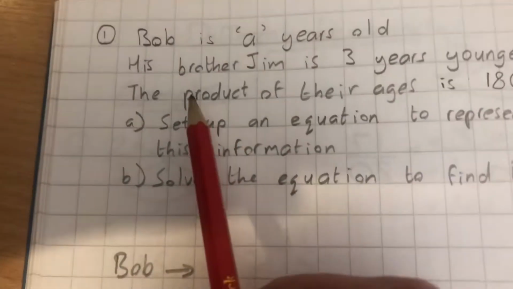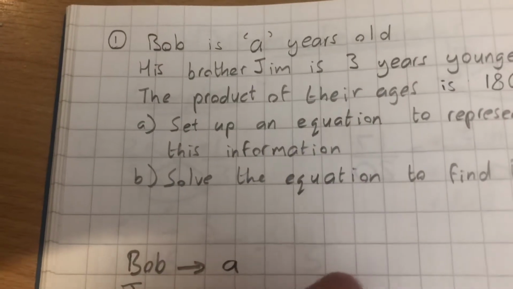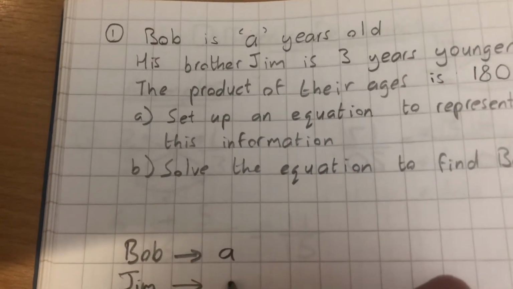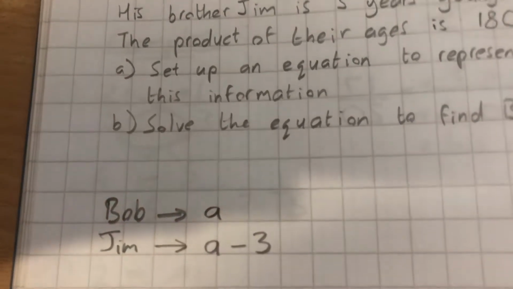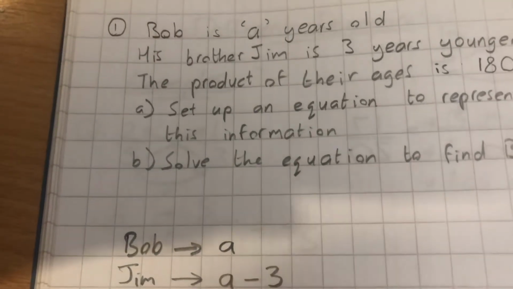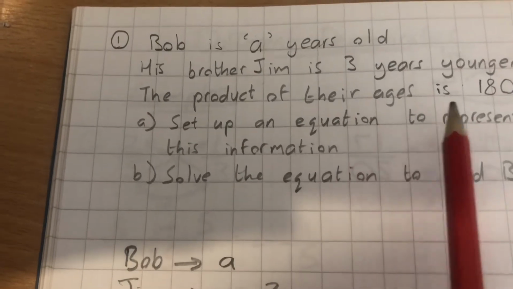All right. His brother Jim is 3 years younger. So Jim, his age, because we don't know Bob's age, we can only say that he is 3 years younger. Therefore, his age is A take away 3. So I'm setting this information out in a way that I can understand, and a way that's clear to the examiner. The product of their ages is 180.